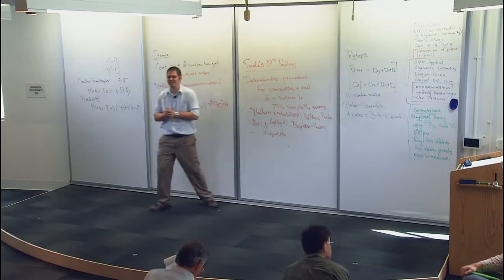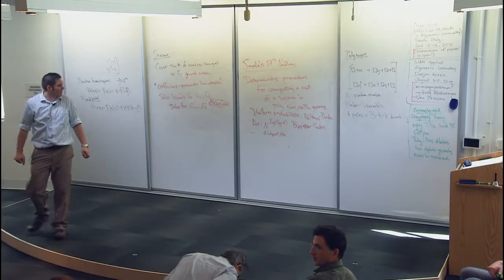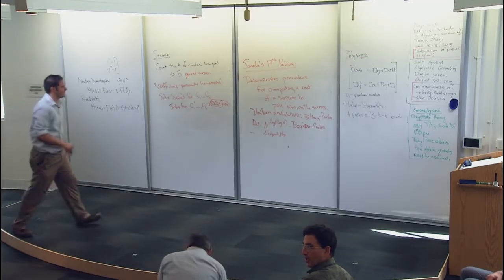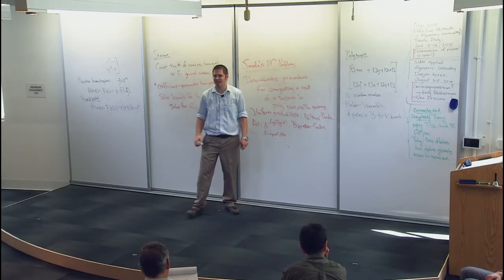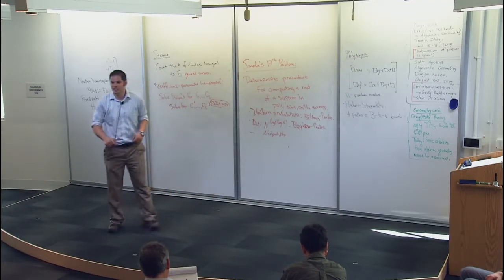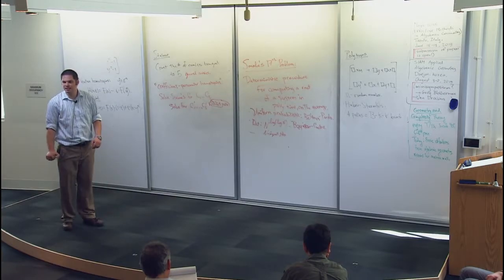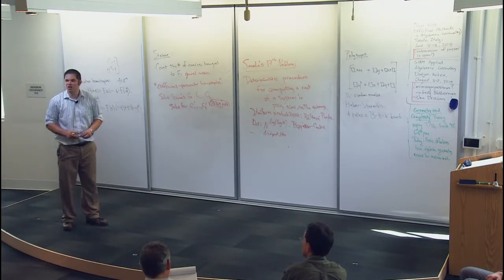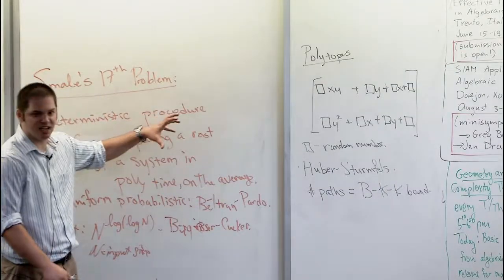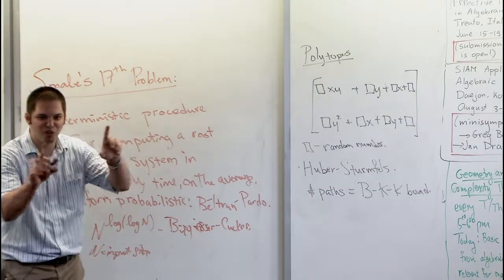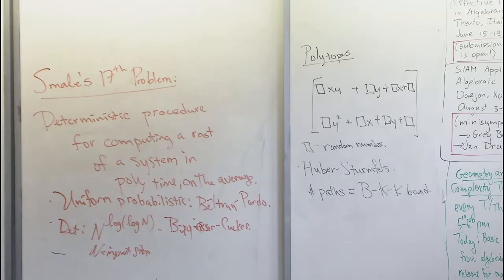Questions? What do you mean by polynomial time on average? What you can think of this is the number of steps my path tracker has to take is polynomial in the input size. What do you mean on the average? Pick your favorite probability on the set of polynomials with a fixed degree. There is a fixed probability, it's Smale's favorite probability.